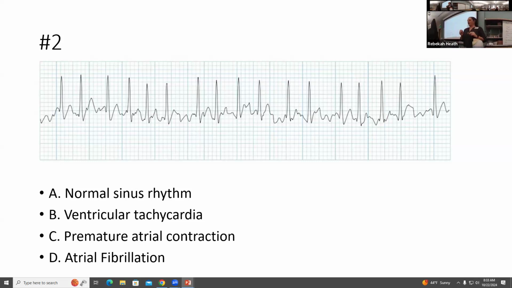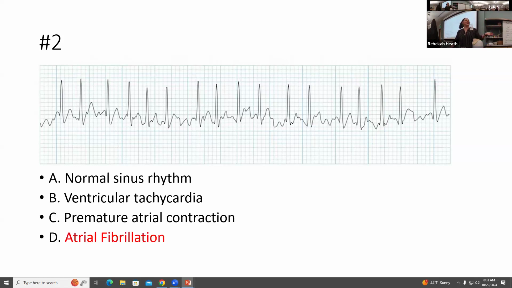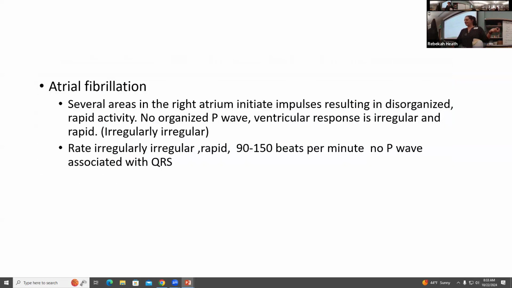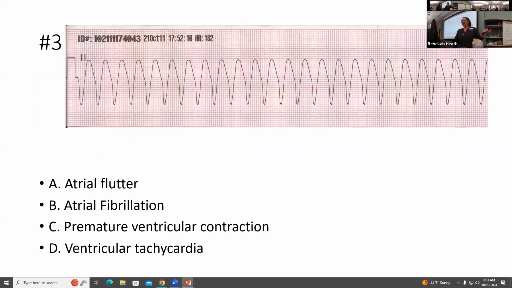So it's not regular. How fast are we? Pretty fast, right? We can kind of eyeball that and say, oh, that's above 100. Do we have P waves? Right, not discernible. They're tough. What do we think this would be? AFib. Anybody say flutter? No? Okay, good, because it's AFib. Good job, you guys.